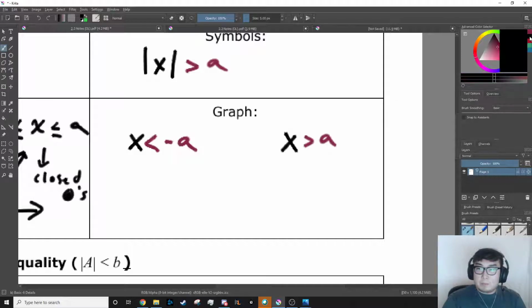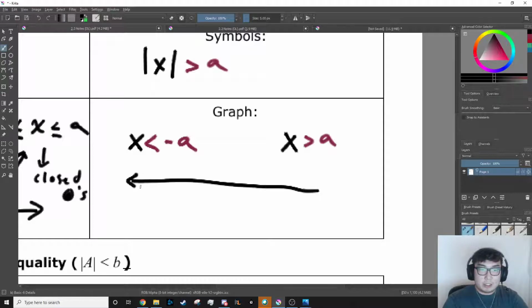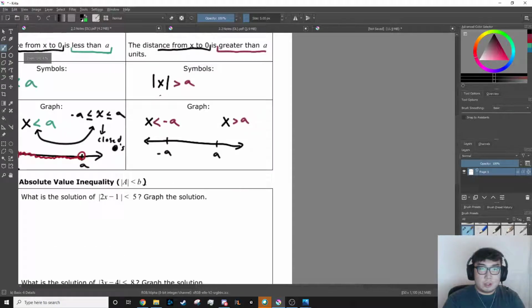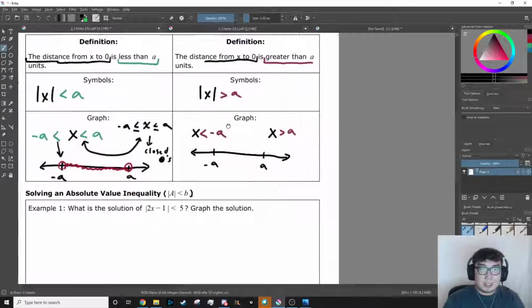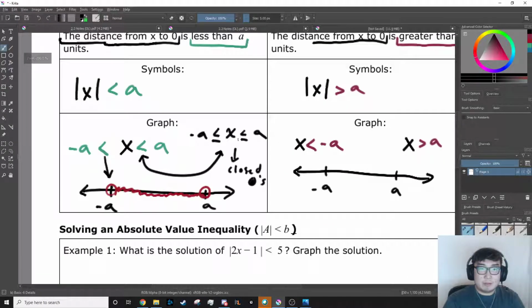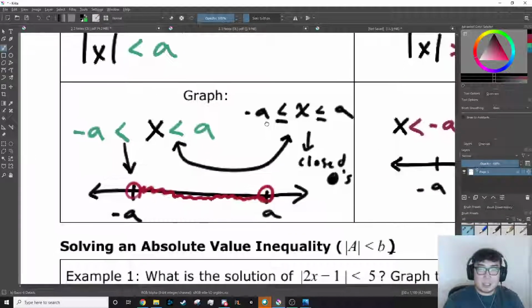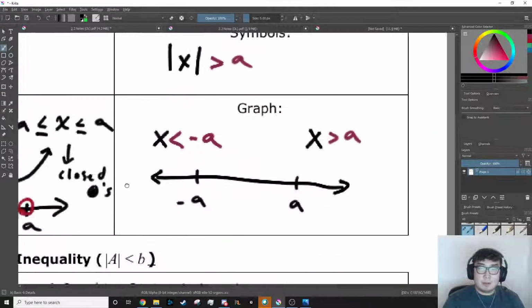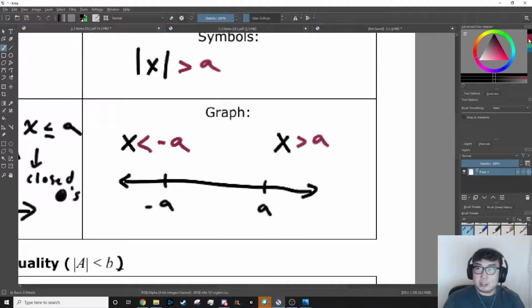So when I talk about this number line, and I have a and negative a, if you refer to absolute value of x is less than a, we talked about the middle being the solution. But in this situation, the solution is actually the outside.